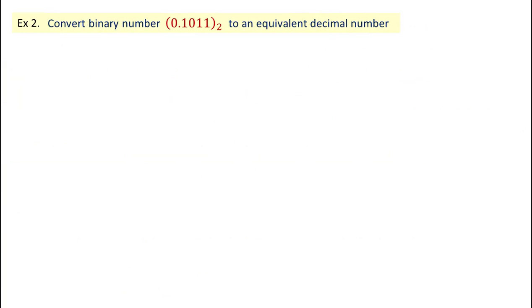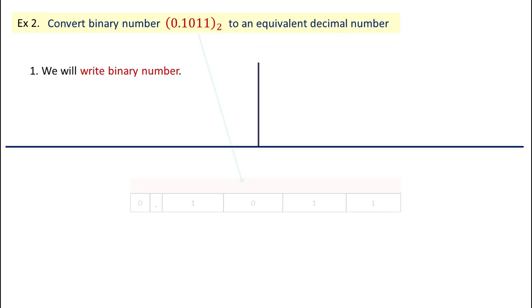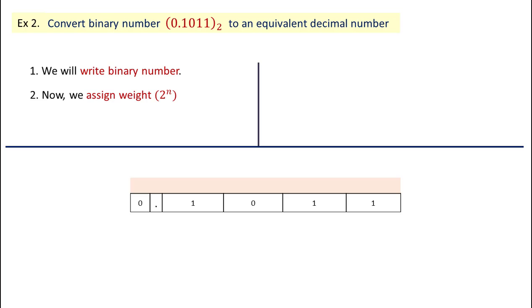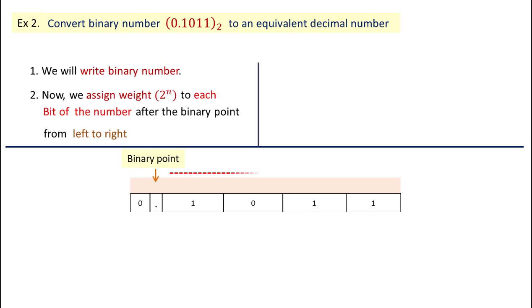In this example, we have only fractional part because left hand side of the binary point is 0. This form is also known as binary fraction form. To convert a binary fraction form into an equivalent decimal form, we have to proceed following the steps. Step 1, we will write binary number. Step 2 is, now we assign weight 2 raised to the power n to each bit of the number after the binary point from left to right, starting from n equals -1.